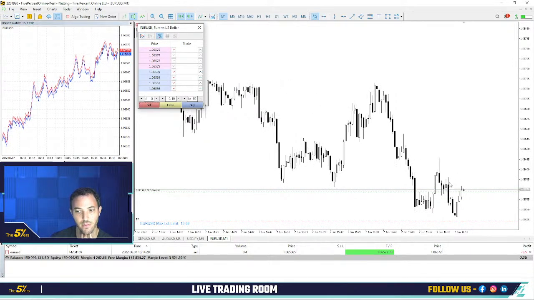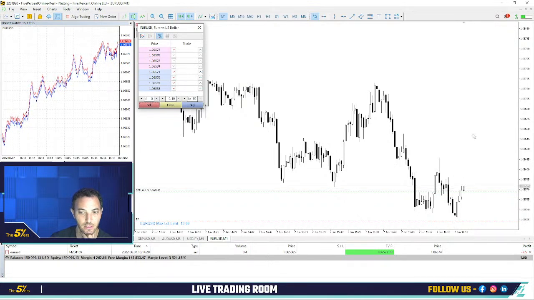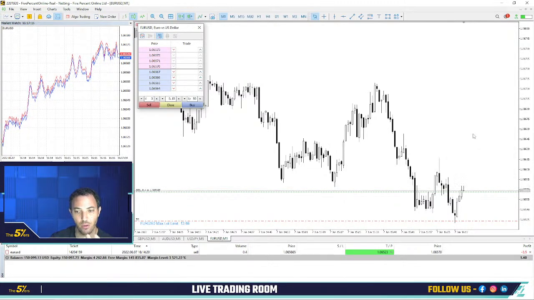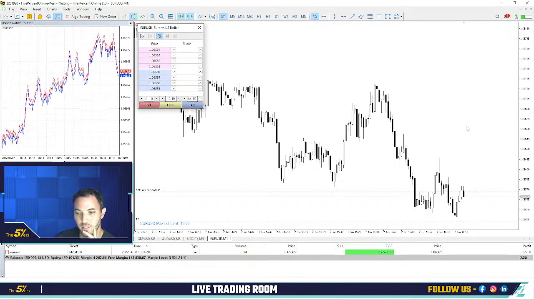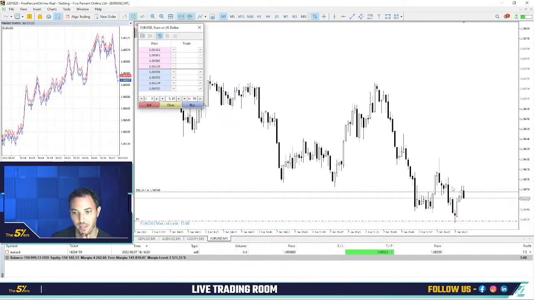Okay, let's see if we can find some resistance here. If we start gaining momentum to the upside, I will reevaluate my trade. But in the meantime, I'm fine. Okay, now let's read price. Will this be a reversal?